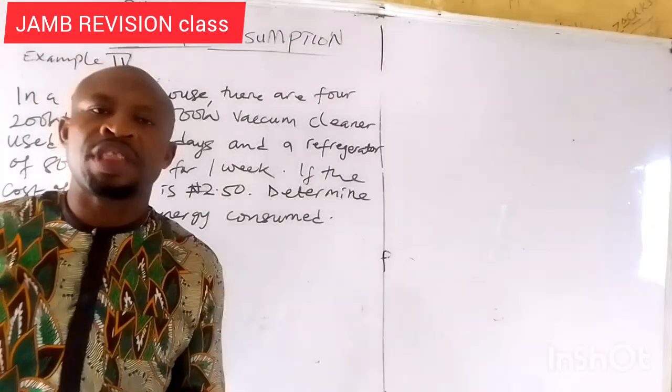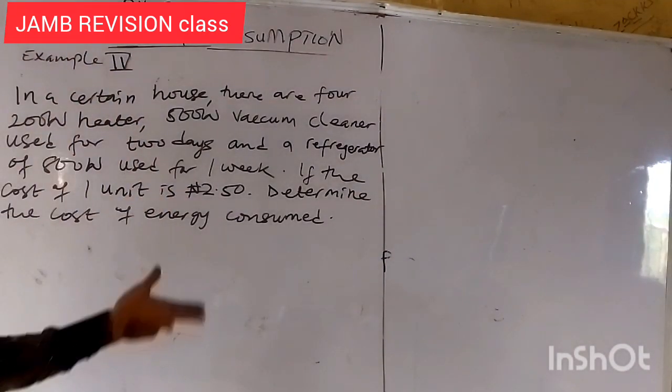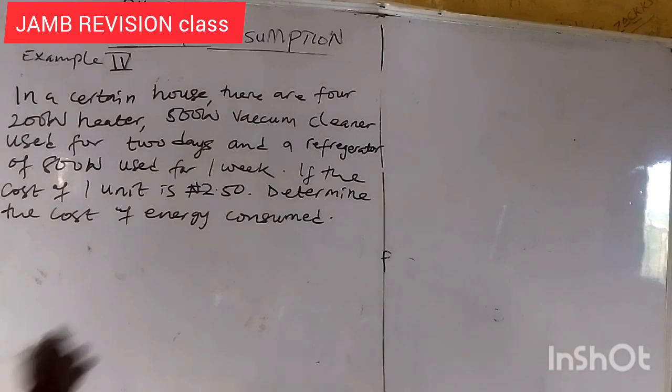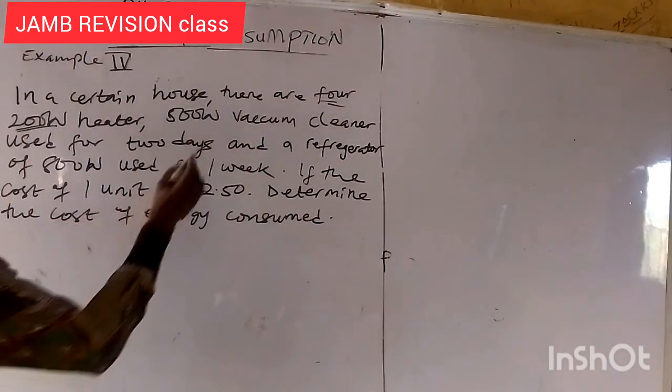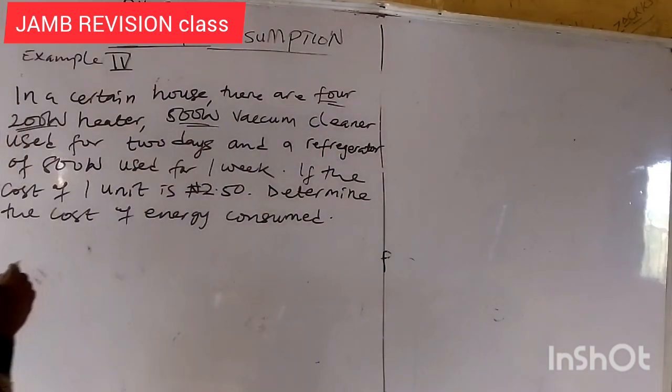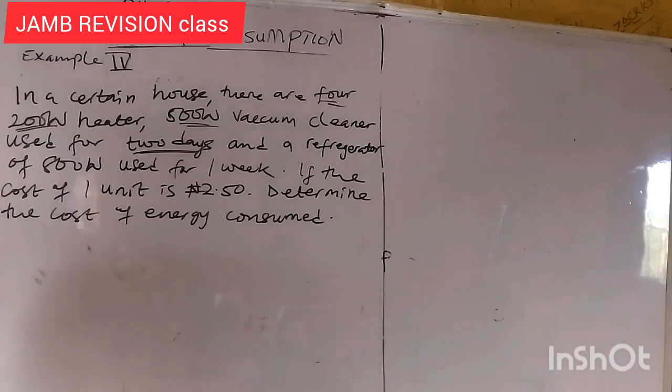We have this question. This question says, in a certain house, there are 4 200 watt heaters, a 500 watt cleaner used for 2 days, and a refrigerator of 800 watts used for 1 week. If the cost of 1 unit is 2 naira 50 kobo, determine the cost of energy consumed.